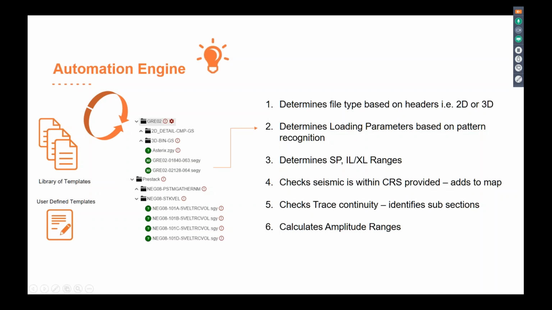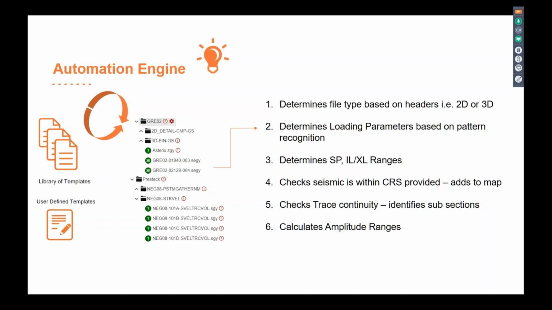And the automatic scanner uses this library of templates to go through the data sets, figure out how these data sets need to be parameterized in order to load correctly to the applications. So what it does is it reads through the files, and it first of all determines the file type based on the headers of the file, if it's 2D, 3D, or pre-stack. It then determines the loading parameters for this data by using pattern recognition, which assesses how the traces are organized.